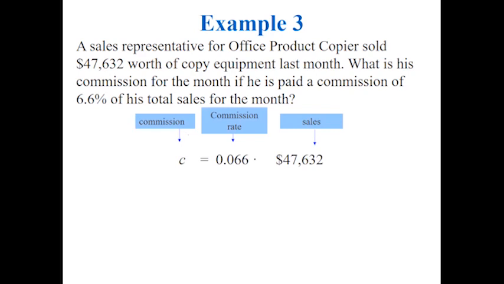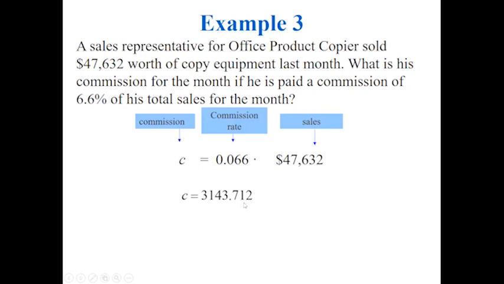Or we could just plug straight into commission equals commission rate times sales. Either way, we're going to come up with the equation C, or whatever variable you're using, equals 0.066, 6.6% as a decimal, times 47,632. The calculator tells us that is 3,143.712.